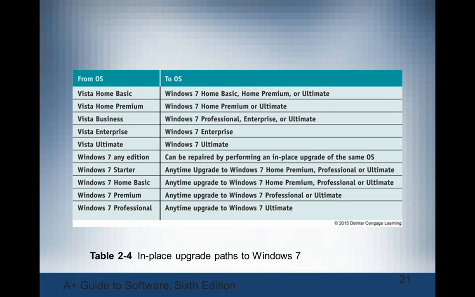You can't upgrade down. I can't take a Windows 7 Premium and upgrade it to Windows 7 Home Basic. I can't take a Vista Ultimate and upgrade it to a Windows 7 Home Basic. Why can't you downgrade a computer? Because this is the upgrade path.